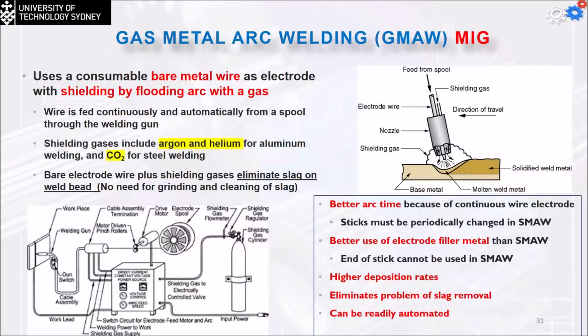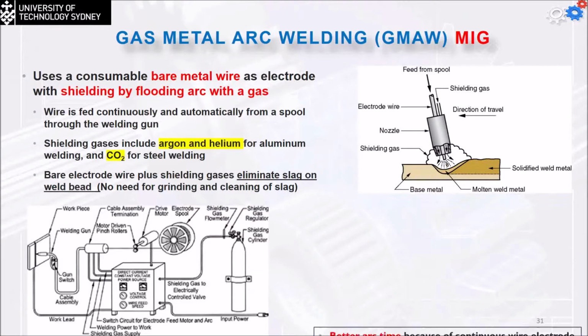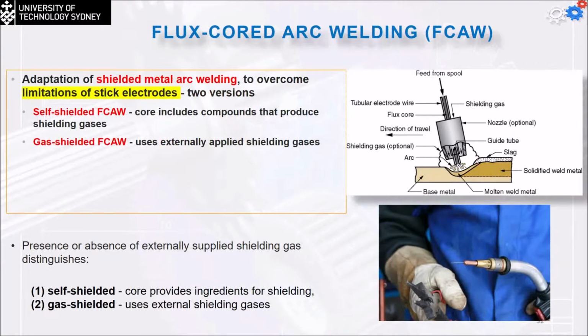So in the case of flux cored arc welding, we have the adaptation of shielded metal arc welding to overcome the limitation of the stick electrodes. We're going to have two versions: either the self-shielded type, where the core includes the components that produce the shielding gases, or we can use the gas shielded type. The electrode is a continuous consumable tubing, and usually it comes in coils, because when we coil it, the flux is inside, so it's not going to break up.